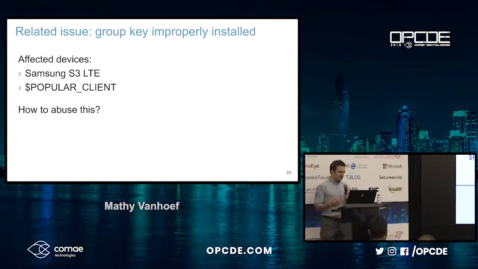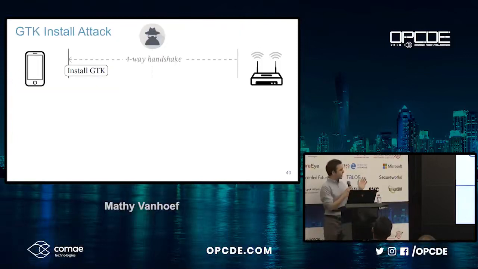So now the question is, how can you abuse this? The idea here is quite straightforward. Let's again say we have a client connecting to an access point, and it executes the four-way handshake as always. If it's vulnerable, it will install the group key, and it will install it with an all-zero replay counter. So far, nothing special really happened, but let's say the access point then sends some broadcast data, and we, as an attacker, want to replay that broadcast frame towards the client.